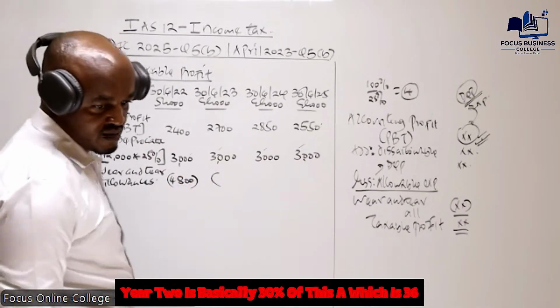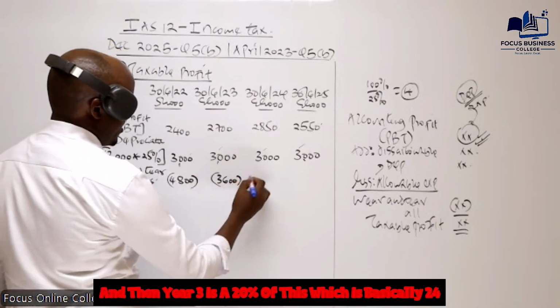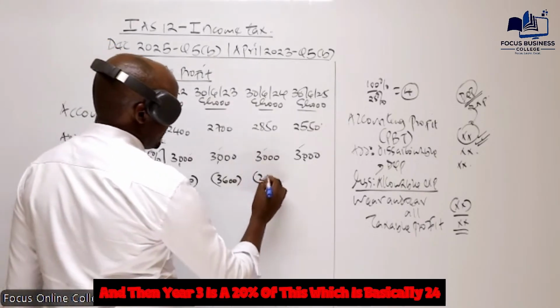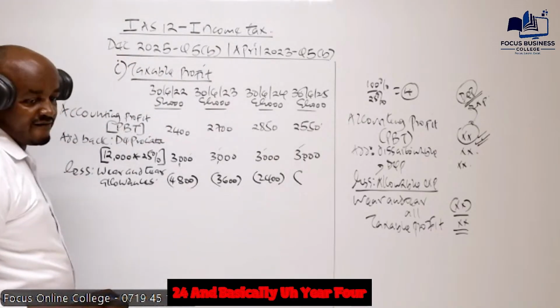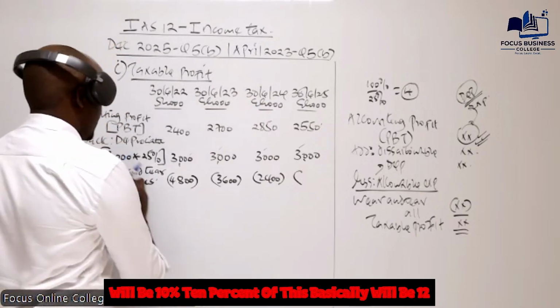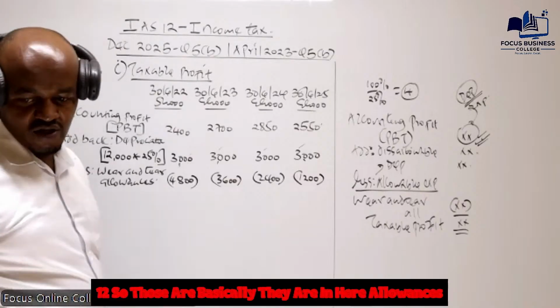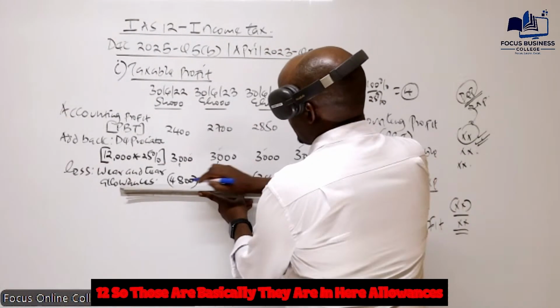Year 2 is basically 30% of this, which is 36. Then year 3 is 20% of this, which is basically 24. And year 4 will be 10%. 10% of this will be 1,200. So those are basically the wear and tear allowances.